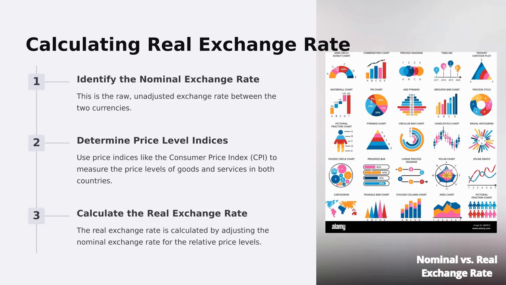Calculating real exchange rate. 1. Identify the nominal exchange rate. This is the raw, unadjusted exchange rate between the two currencies. 2. Determine price level indices. Use price indices like the Consumer Price Index, CPI, to measure the price levels of goods and services in both countries. 3. Calculate the real exchange rate. The real exchange rate is calculated by adjusting the nominal exchange rate for the relative price levels.